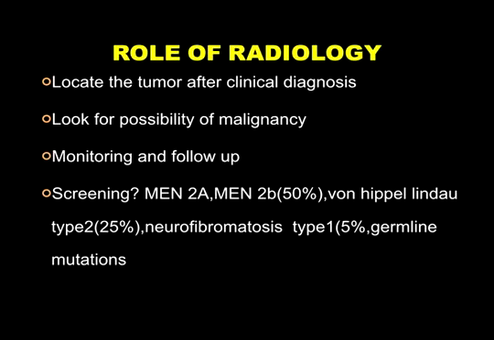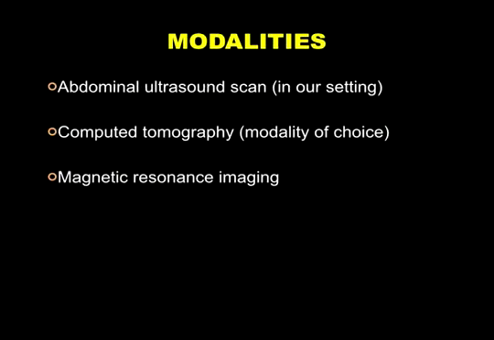Screening in MEN 2 and MEN 2A, we want to locate where the other masses are: the thyroid gland, parathyroid, pituitary tumors. So that's radiology as well. So what can we do?